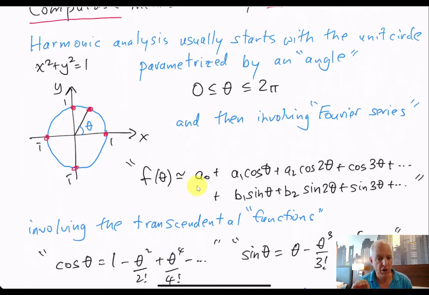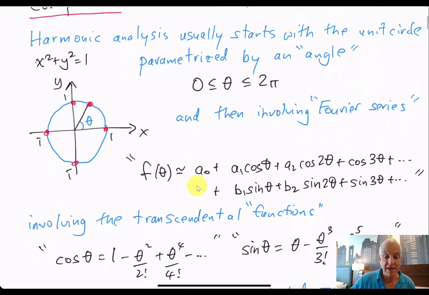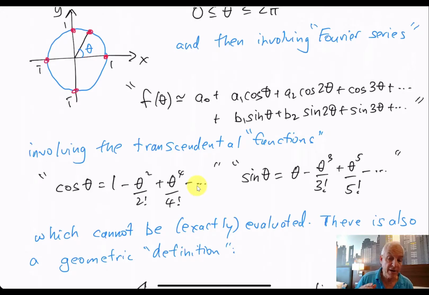So the ingredients here are, first of all, the angle, which is essentially a transcendental concept that you really require calculus notions to pin down. And then these corresponding transcendental functions, cosine theta and sine theta, which are given analytically by power series, like these ones here. In particular, these infinite series cannot actually be exactly evaluated. So they're not, honestly speaking, really functions in the official sense of a function as being something where you input a number and you get out a number.